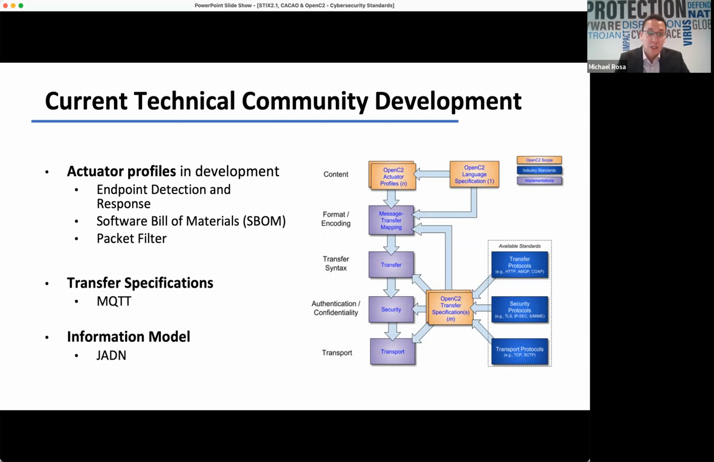I mentioned earlier that the transfer specification for HTTPS is only one version of doing that. We also have an MQTT specification for handling lightweight constrained devices and sending messages for OpenC2. And then we also have the information model known as JADN, which is looking at a notation model, and that is actually going out for public review. And I believe it's a 20-day public review. So I do encourage people to go review that.